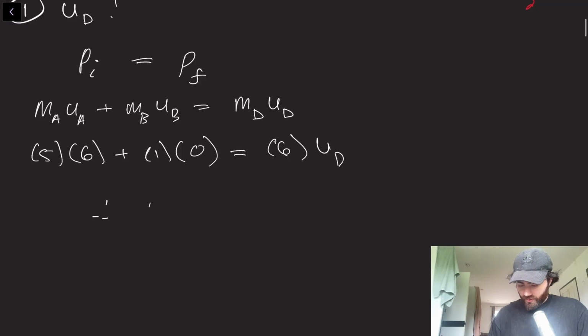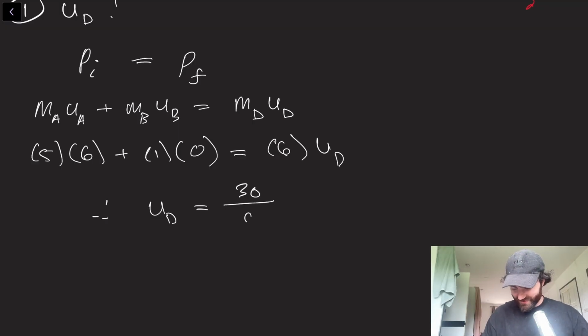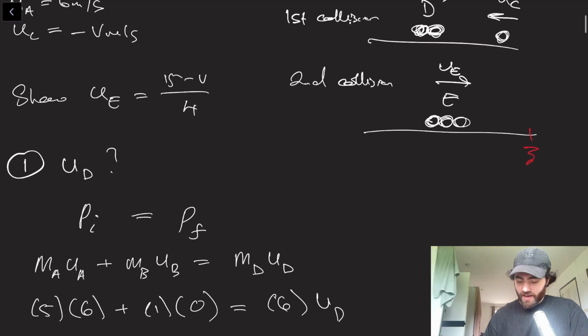So therefore we get U of D equals 5 times 6 is 30, 30 over 6, which is 5. Just make sure of that, yeah. Okay, so 5 meters per second. We just need that. So now we have that.